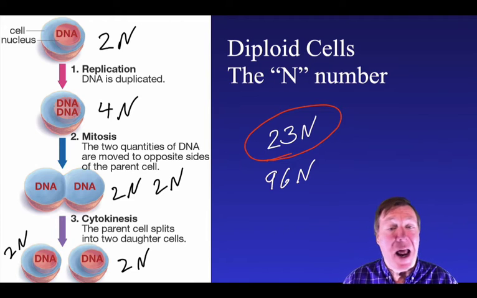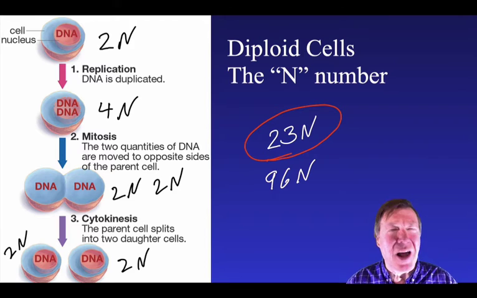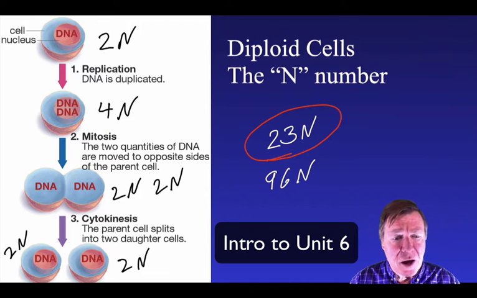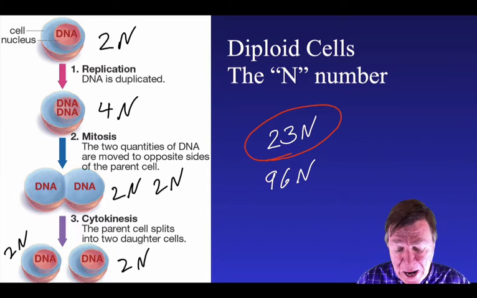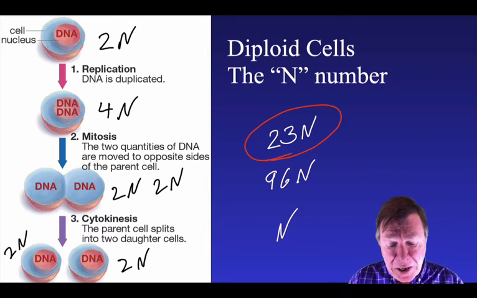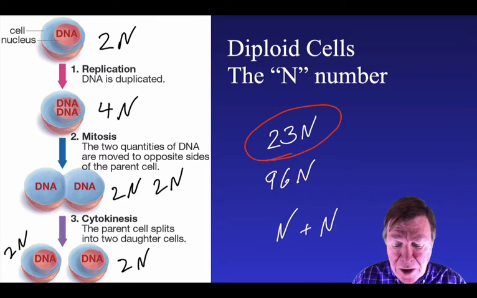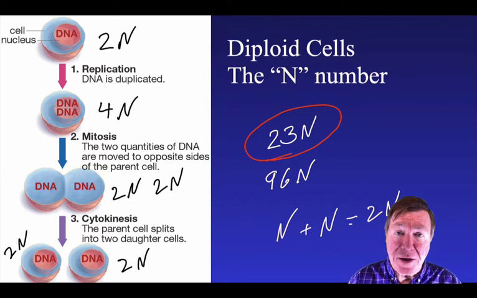Now, if we were talking about haploid cells, sex cells, which I explained slightly in the introduction to biology pair deck, then we would be talking about n. All right, 1n. Why 1n? Because when you add 1n and another n, you get 2n. All right, 2n is a normal body cell.